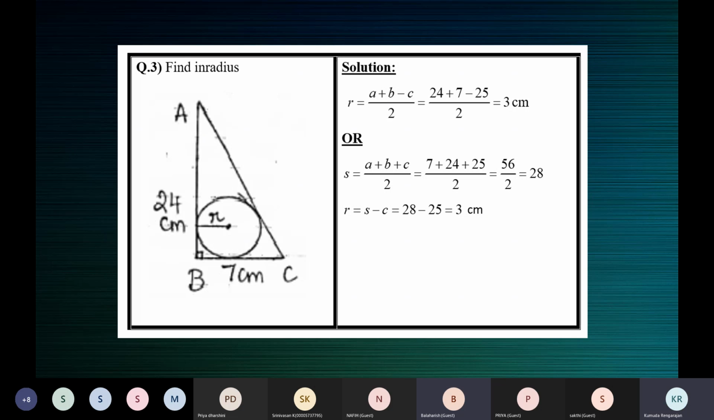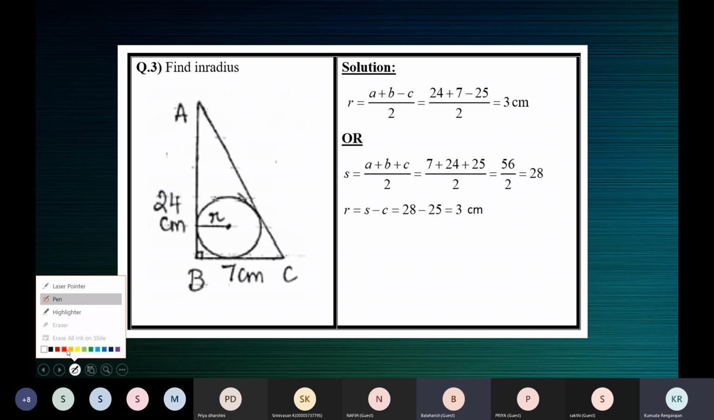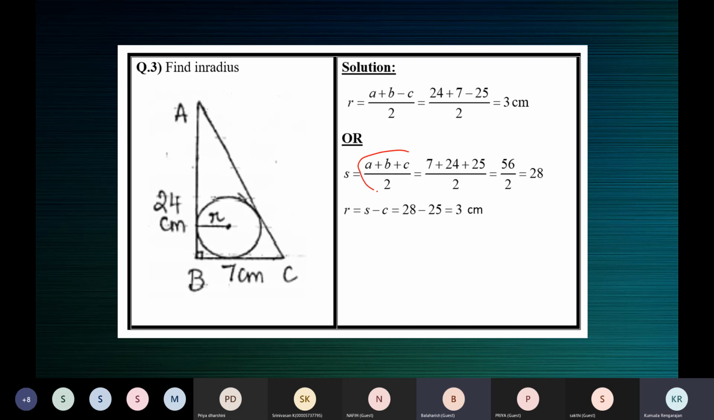Or you can also find it using the formula s minus c, semi-perimeter minus c. So we find the semi-perimeter, a plus b plus c by 2, 7 plus 24 plus 25 by 2, which is 56 by 2, 28. So s minus c, semi-perimeter 28 minus hypotenuse 25, is 3. Understood, children? Okay.